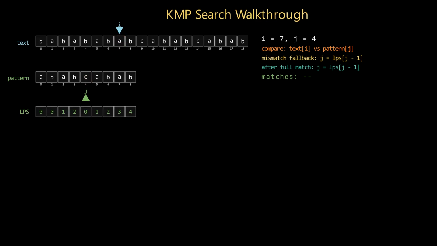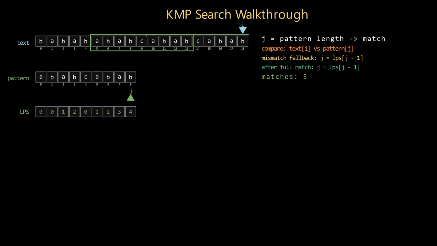When J reaches the pattern length, we found a match ending at the current text position, so the start is I minus pattern length. After a full match, J falls back again instead of restarting from 0. That reused suffix lets the next match at start 10 finish quickly. The search reports matches at starts 5 and 10.